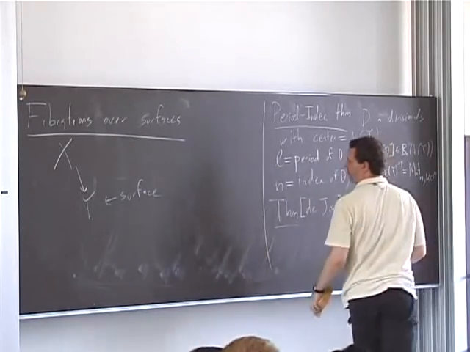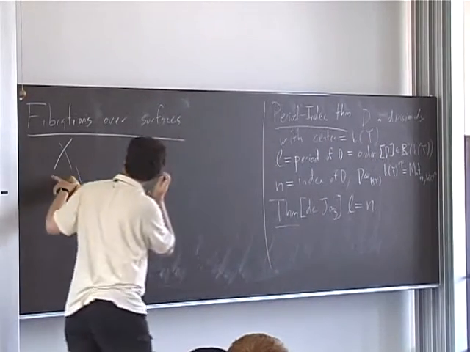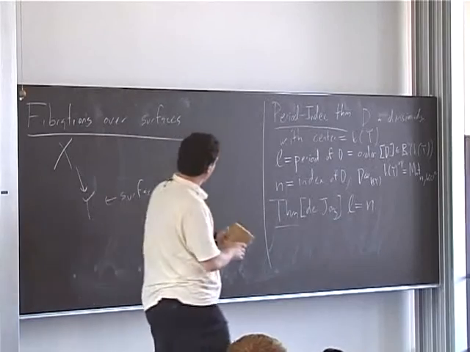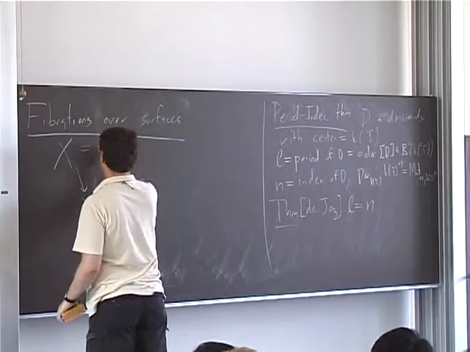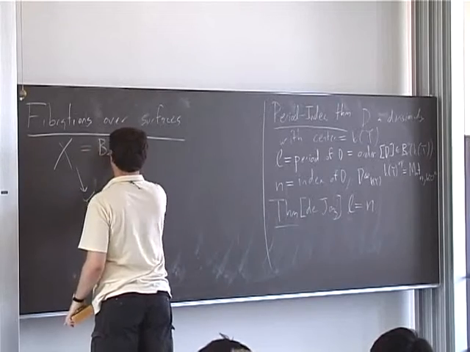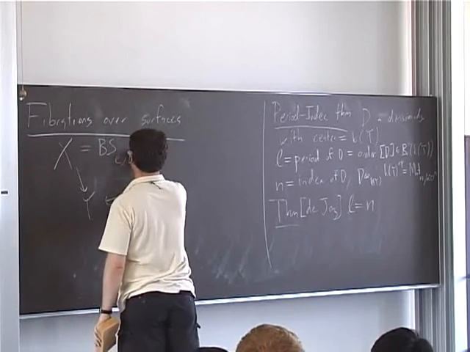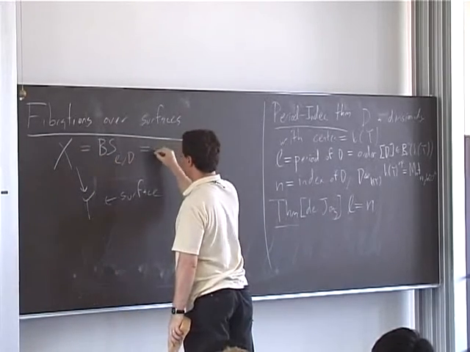L equals n. So let me just point out right now how we're going to get a fibration out of this setup of a division algebra. The point is that we can let X be the Brauer-Severi variety of index L of D. So this is the scheme.